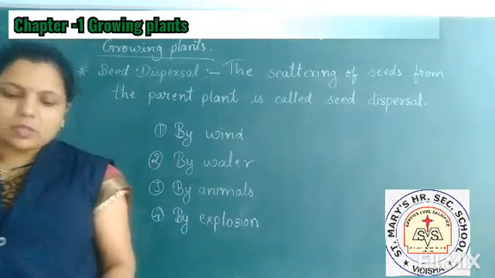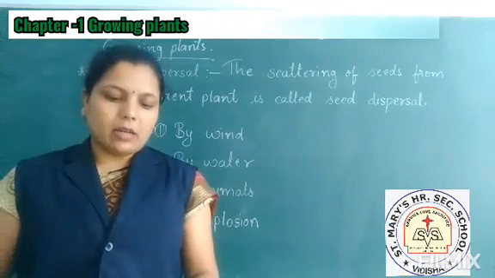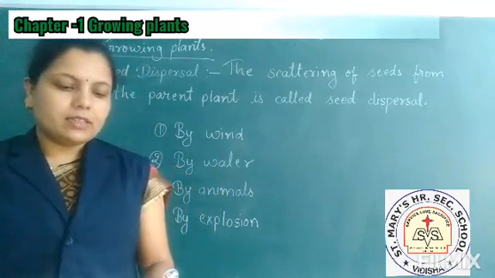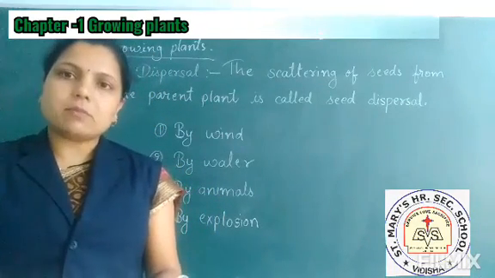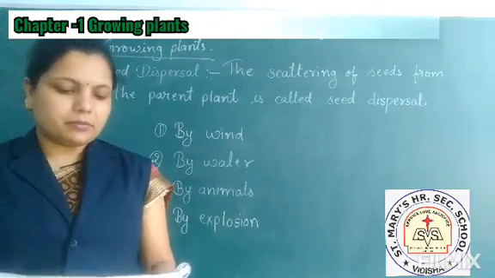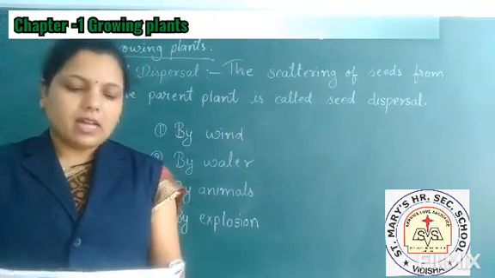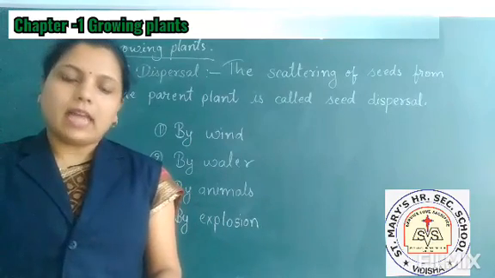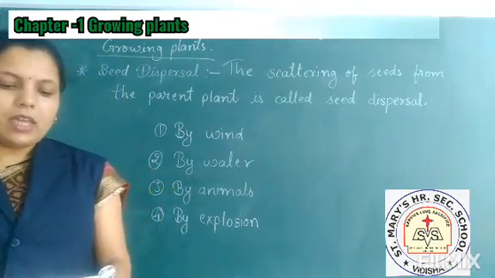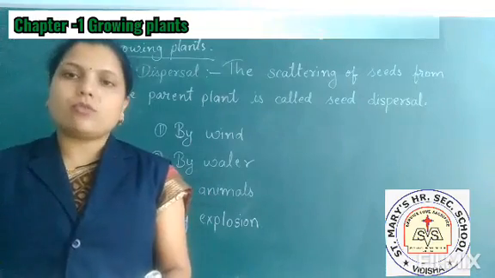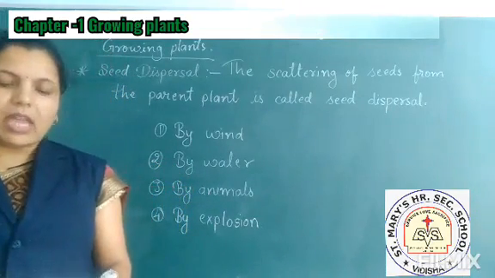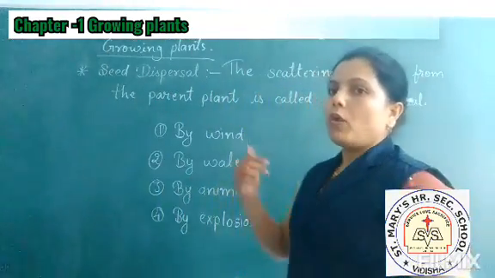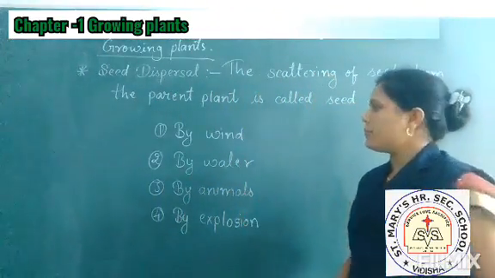Some seeds have special parts that allow them to be carried away by wind. These seeds are usually small and light. Cotton seeds have a small fluff around them. Some seeds have wings and hair, so they can easily fly from one place to another place.